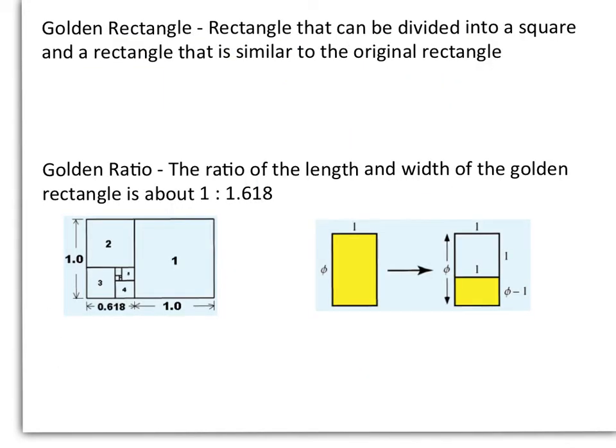The golden rectangle is the rectangle that can be divided into a square and a rectangle that is similar to the original rectangle. Golden ratio is the ratio of the length and width of the golden rectangle, and it is about 1 to 1.618. So we will be able to use the golden ratio to find missing lengths of some of our figures.